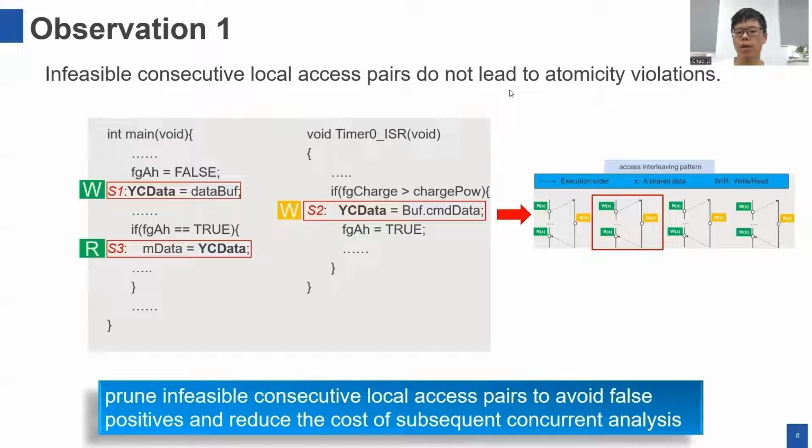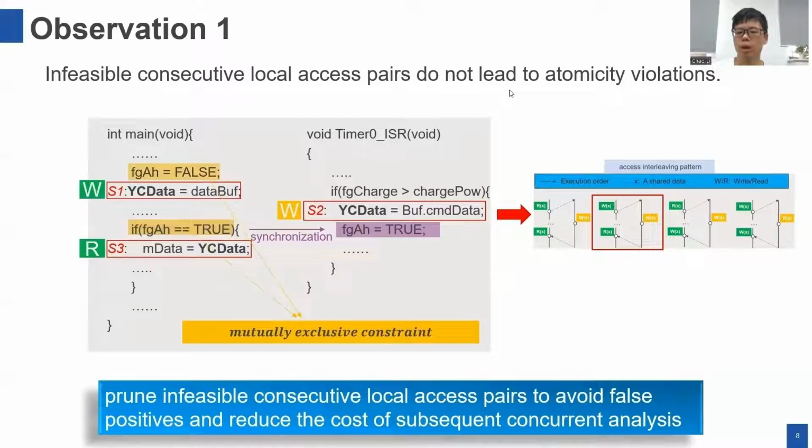However, the ISR periodically updates YC data at S2, and then sets the flag variable FG at H2 to true. The main task is designed to read YC data only when the ISR has just updated it, by using the if statement before S3 as an explicit test for the ISR having run.